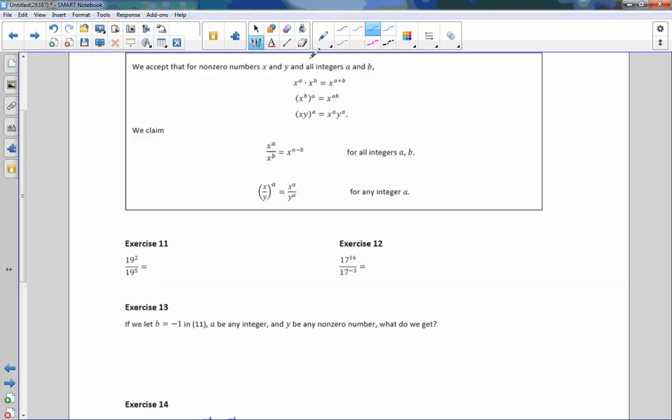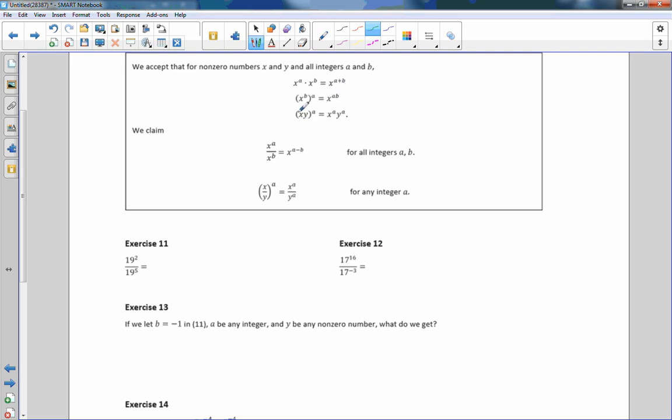Okay, so now moving along, we're reviewing here. It says we accept that for non-zero numbers x and y and all integers a and b, x to the a times x to the b equals x to the a plus b. So when we're multiplying two bases that are the same, we add their exponents. The next one is x to the b to the power of a. That's the power rule, and what that says is if we have a number x to the b raised to the a, then we multiply b times a, and we get x to the power of ab.